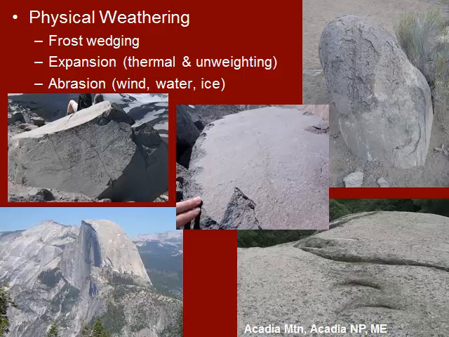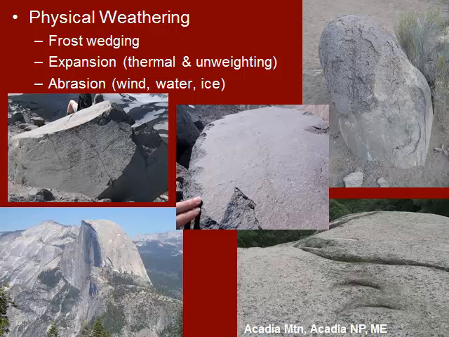Frost wedging occurs anywhere where temperatures fluctuate back and forth between freezing and thawing. So maybe up on Mount Hood would be a good example. Some parts of the gorge would be an example. Here is an example of a rock that has some cracks in it up on Mount Hood. And you can see some particles that have broken off here.